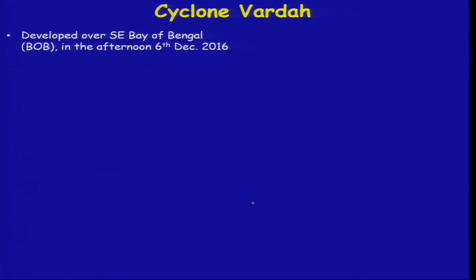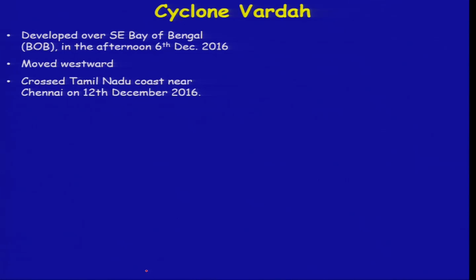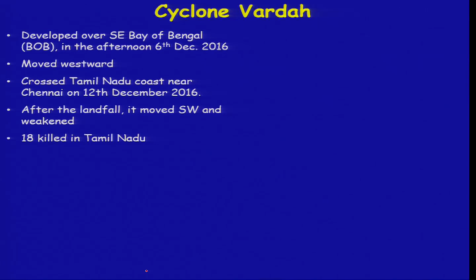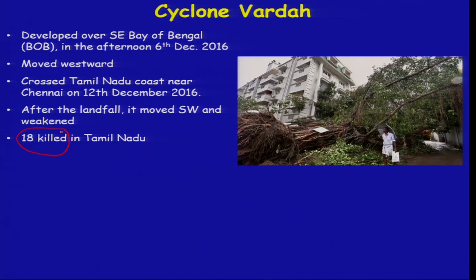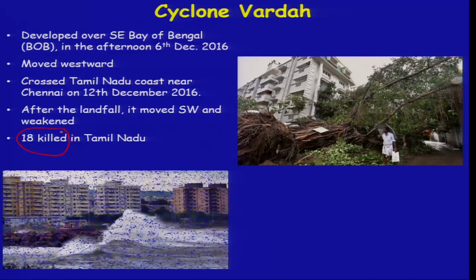If you look at some of the details of Vardah, how it developed and how it progressed: it started developing on 6th of December over the Bay of Bengal close to the Andaman Islands, and then it moved southwestward. It crossed the Tamil Nadu coast near Chennai on 12th of December, and after the landfall it moved southwest and weakened. Hardly 18 people were killed here. We will talk shortly about why only 18 people were killed, not more, though it was a severe cyclonic storm, but it did not affect many people.